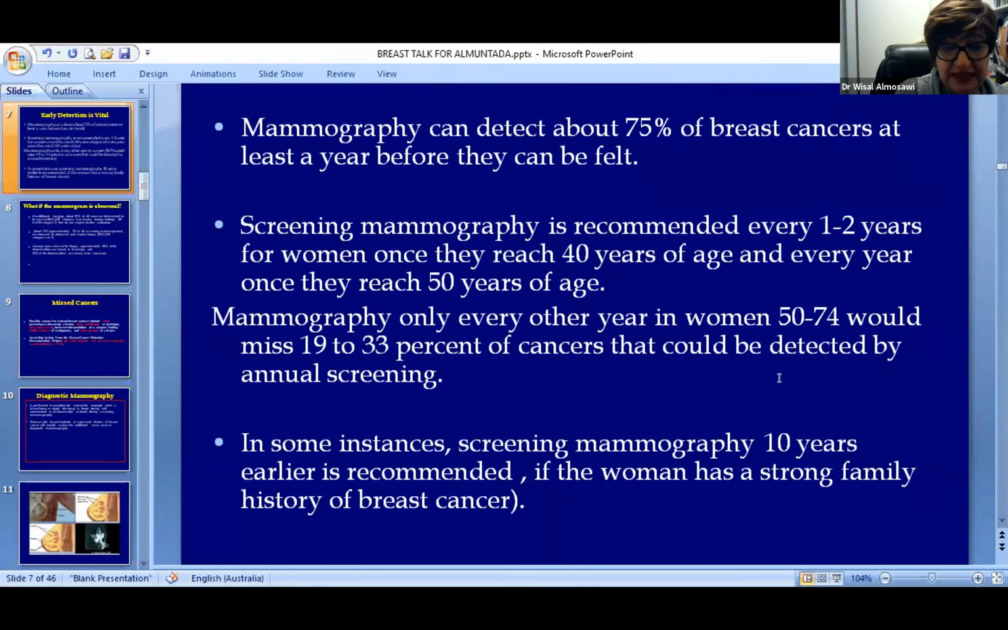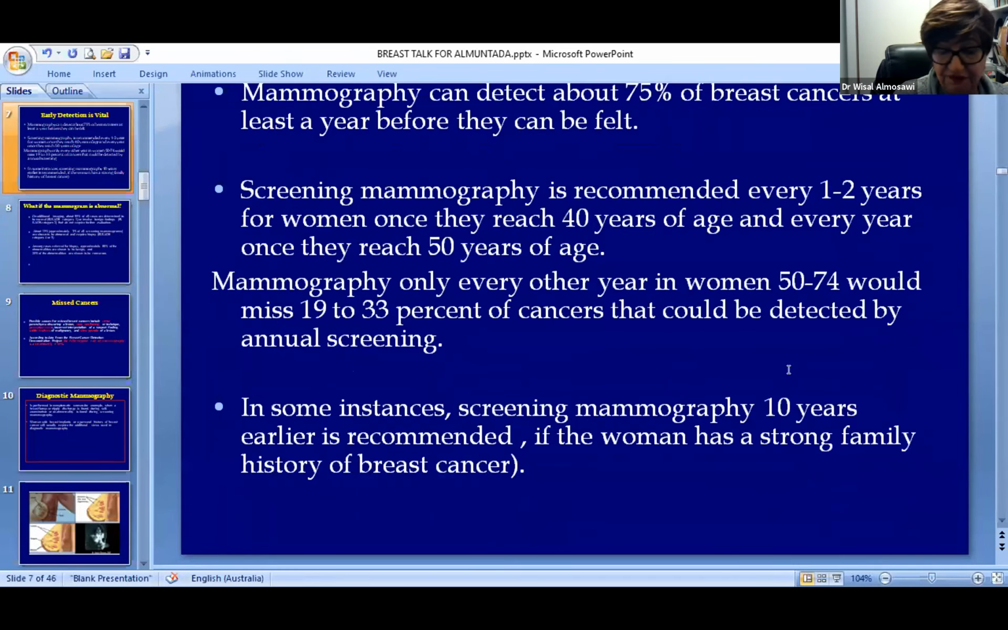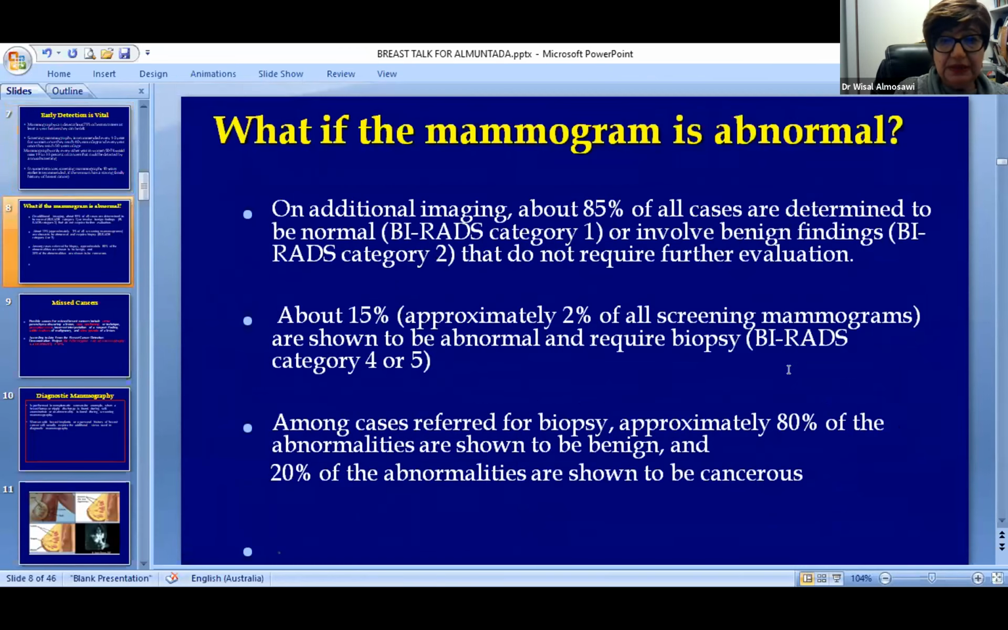We do it routinely on a yearly basis if there is a family history or a risk factor. If there is a previous history of breast cancer, we definitely do it yearly. That's about it. What if we find an abnormality in the mammogram? Why are we so worried about it?